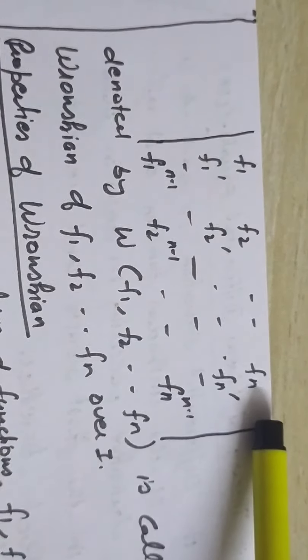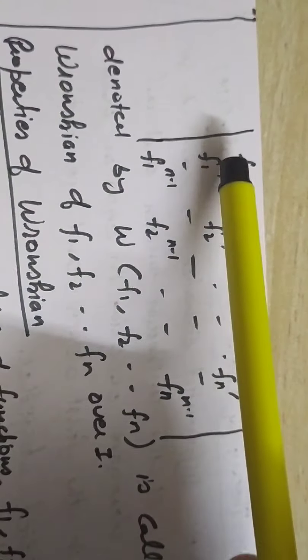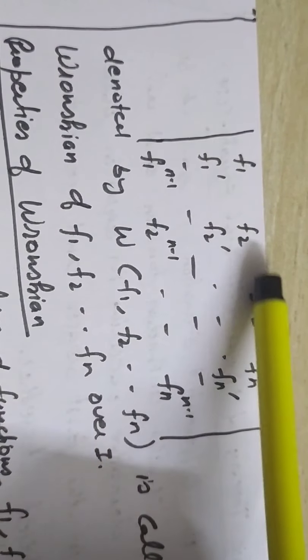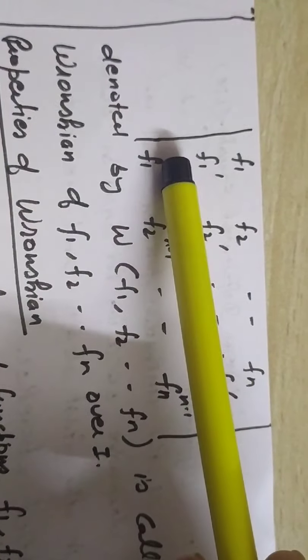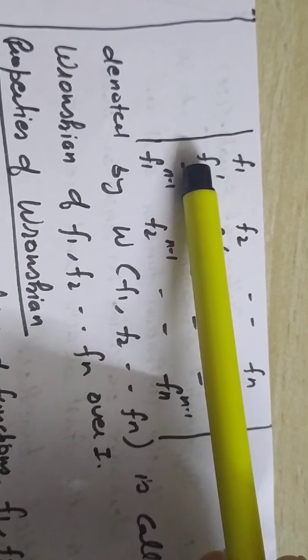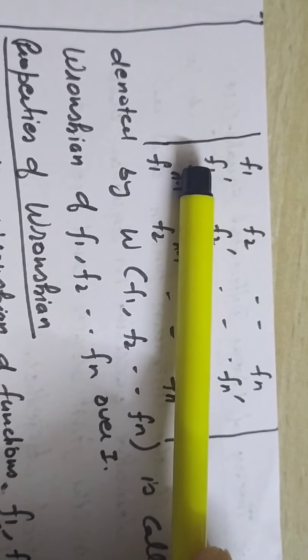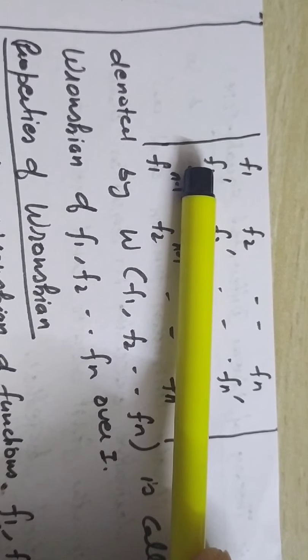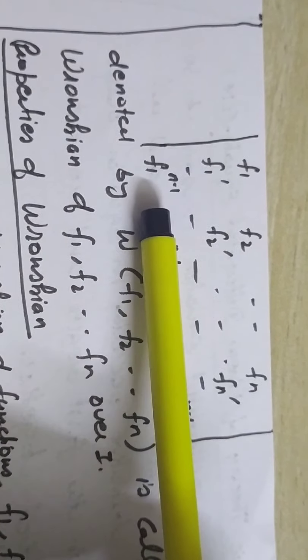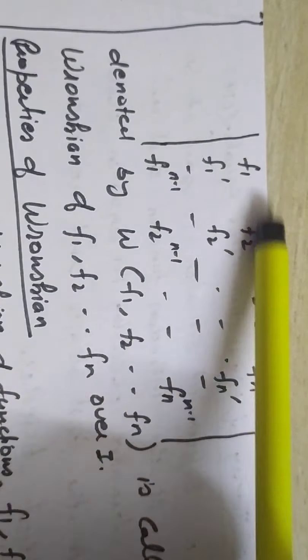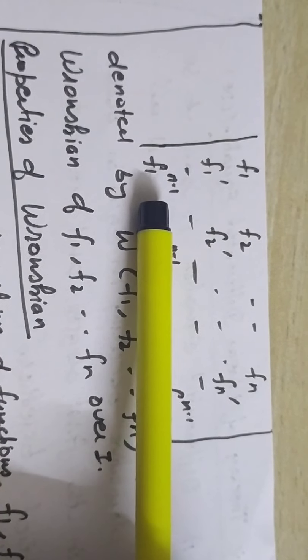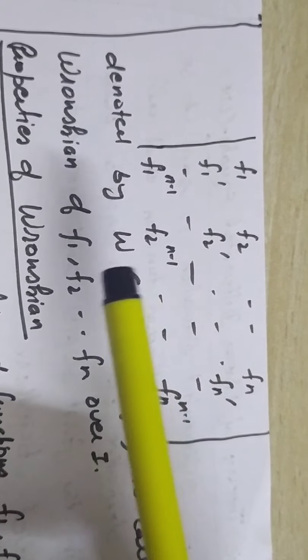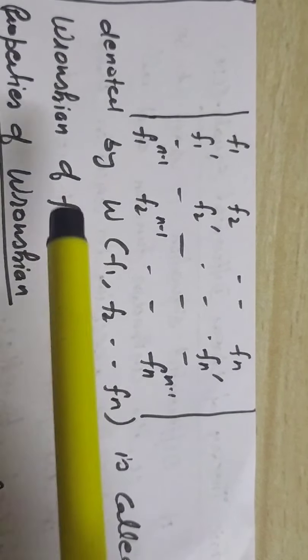In this determinant, the first row is of the original functions f1, f2, so on fn. In the second row you have the derivatives of first order and so on. In the last row you are differentiating the given functions n minus 1 times. This determinant is denoted by W(f1, f2, so on fn), and it is called the Wronskian of f1, f2, so on fn over the given interval I.